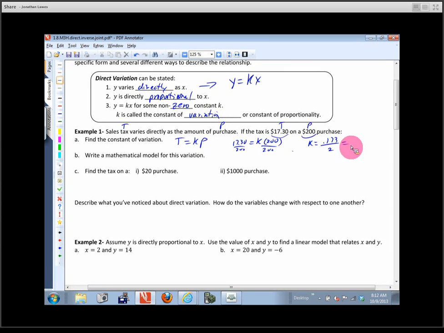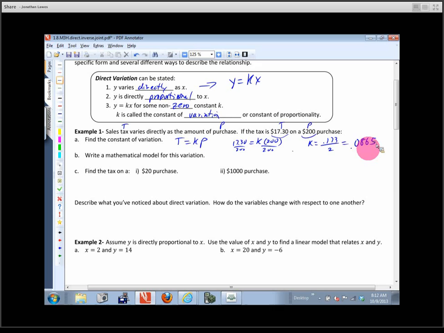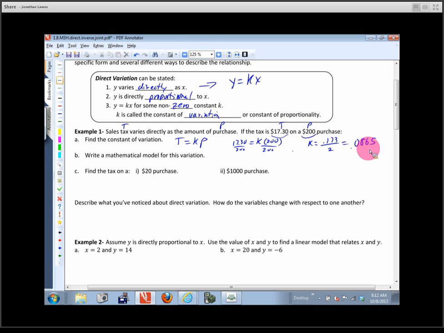0.0865. Okay? So in other words, that's the tax rate. If we thought of that as a percentage, that's 8.65%. But this right here is the constant of variation. That's the constant of proportionality.